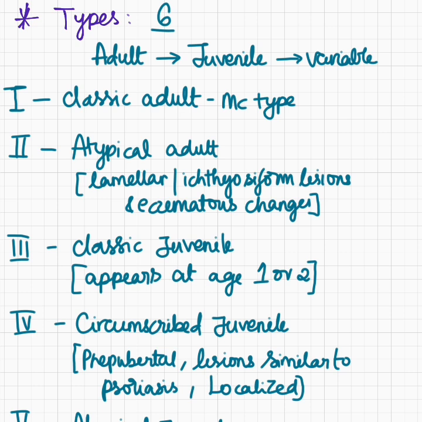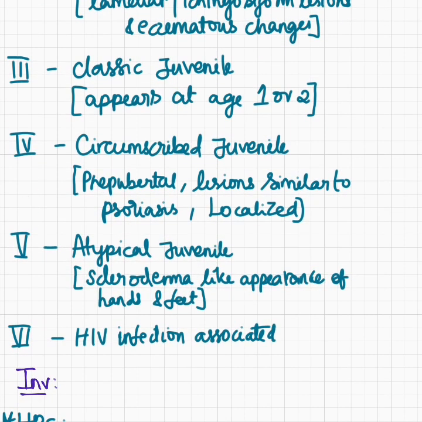Then the fourth type, it is the circumscribed juvenile type. So in this, the lesions are going to be seen prepubertally, and they are going to be similar to psoriasis, and the lesions are localized, whereas rest of the types have generalized distribution. Coming to the fifth type, atypical juvenile type, where scleroderma like appearance of hands and feet are seen, and the sixth type is the HIV infection associated type.